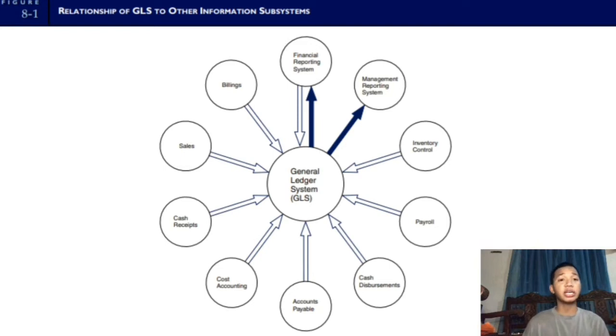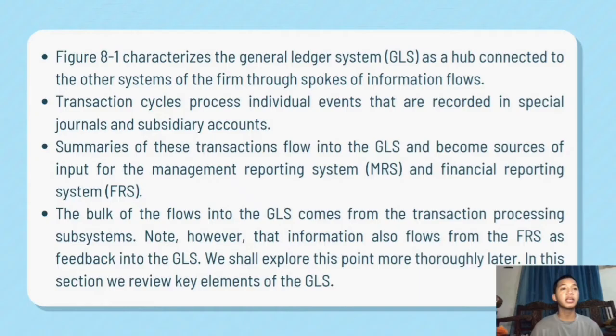In Figure 8-1, as you can see, the General Ledger System is characterized as a hub connected to other systems of the firm through spokes of information flows. For example, the management reporting system, financial reporting system, payroll, accounts receivable, cash, expense, and so on. Transaction cycles process individual events that are recorded in special journals and subsidiary accounts.